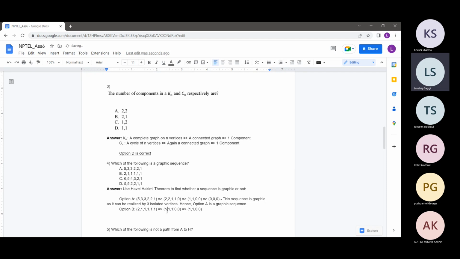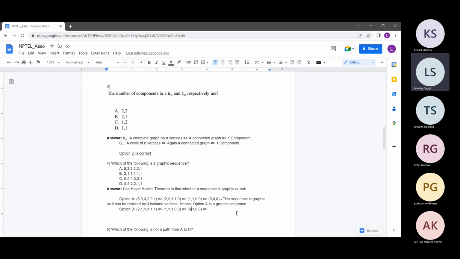And since we had removed the value 1, we'll be reducing only the first number by 1. So this one will reduce to 0. So again, applying Havel-Hakimi theorem. We see that this 0, 1, 0, 0 is again not in non-increasing order, since a 1 is coming after 0. So we can't apply Havel-Hakimi theorem directly here.